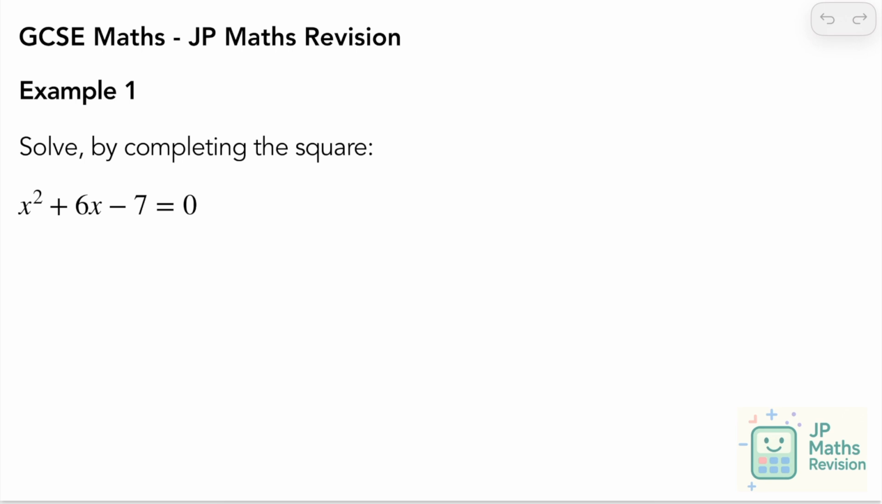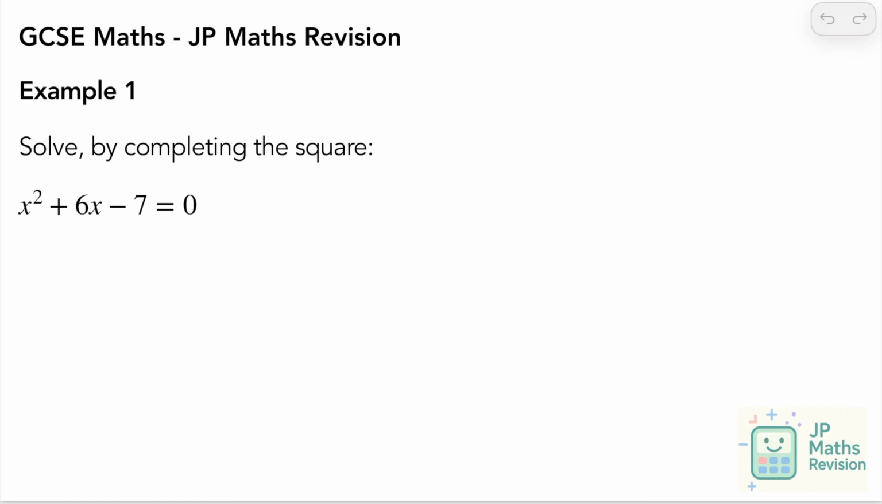So we have this example. It says solve, specifically by completing the square, x squared plus 6x minus 7 equals 0. So we first need to start off by completing the square. Again, if you're unfamiliar with this, then I would encourage you to have a look back at one of my previous videos on how to complete the square.